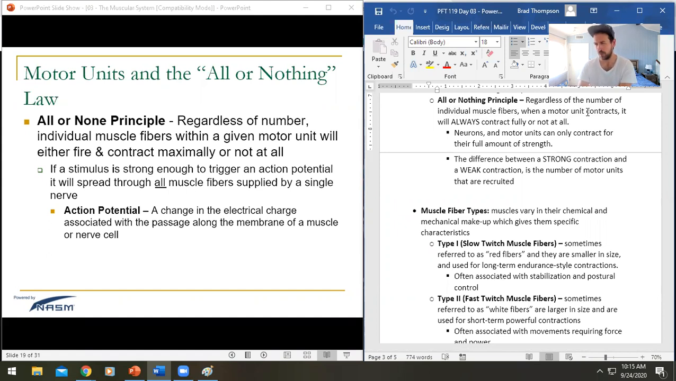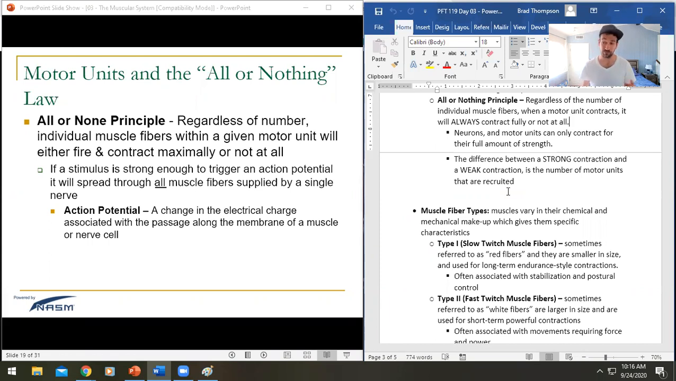Now that seems really surprising because you're like, well, wait a minute, I can pick up a cat and I can also throw a baseball. Those are 2 totally different contractions, right? One is really large, one is really small. So how is it that you have big contractions and weak contractions? Well, that is because you will either recruit lots of muscle fibers or you will recruit very few muscle fibers. So you'll recruit a large motor unit or you'll recruit a small motor unit.